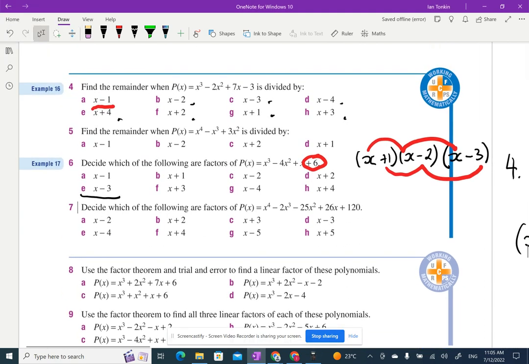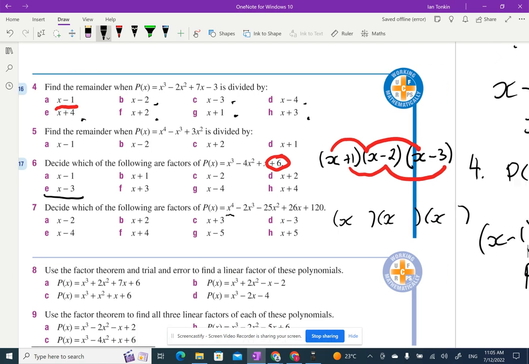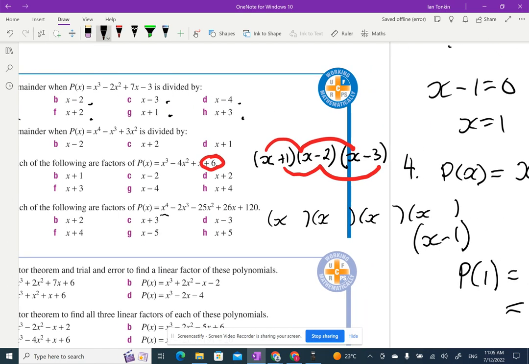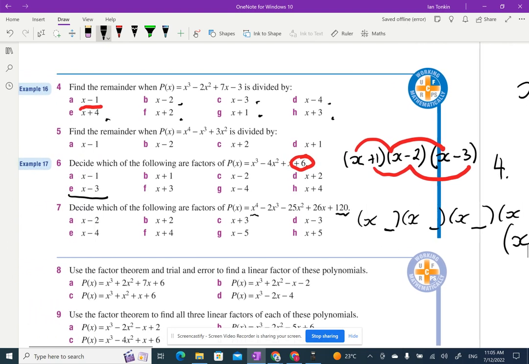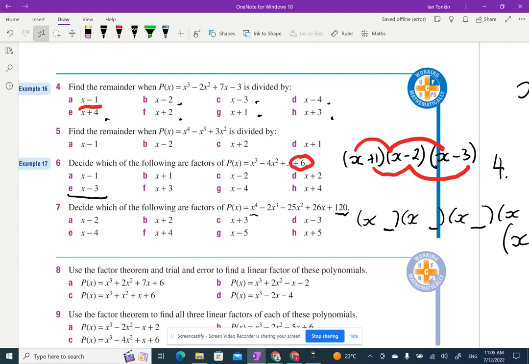So imagine doing this next one, question 7. If you found out 2 of the factors, well, this is an x to the 4, so it's going to be x something, x something, x something, and eventually x something. And these 4 numbers are going to have to multiply out to be that number there. That's if it does have factors. It might not have factors, but I'm pretty sure that they've written it in such a way that it will. And if you know the first 3, then you can just do dividing to find the last one.